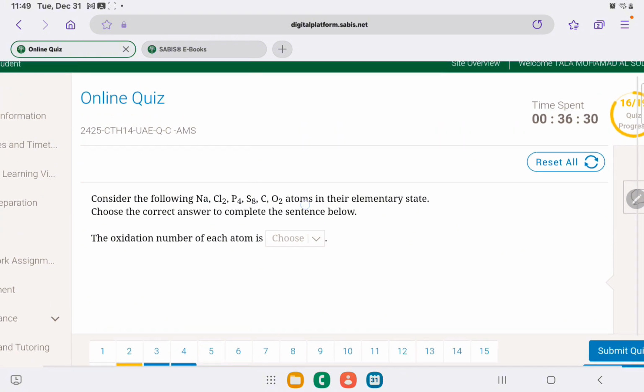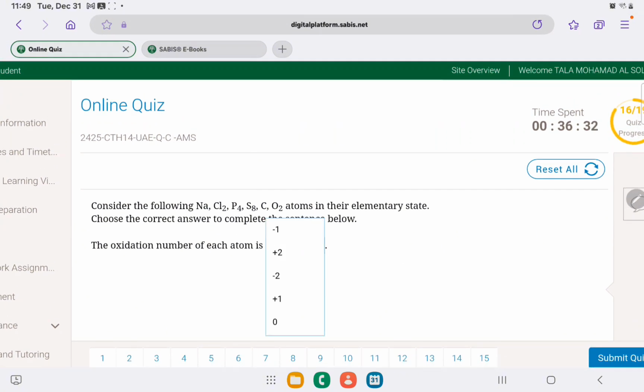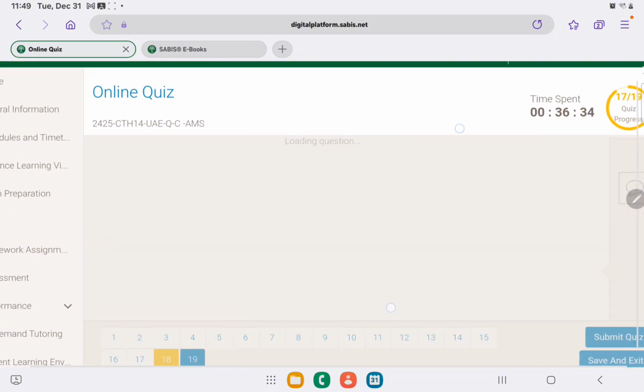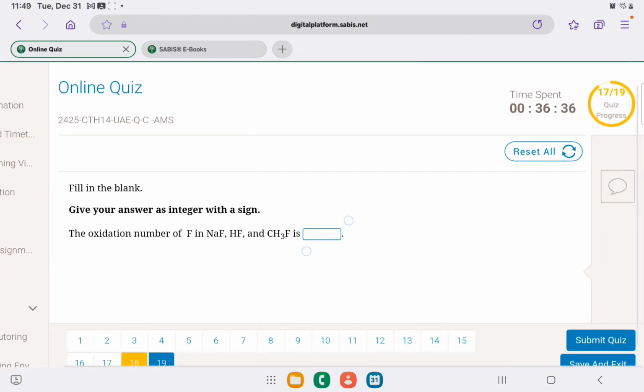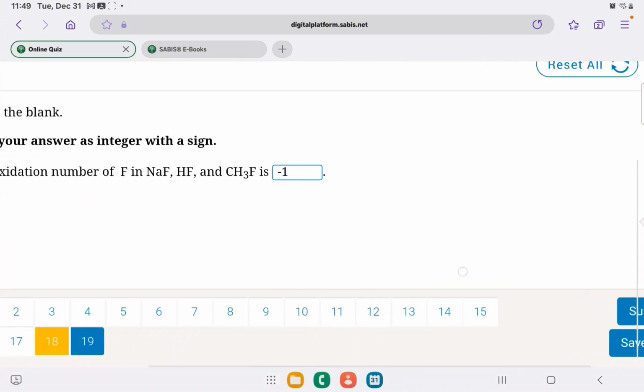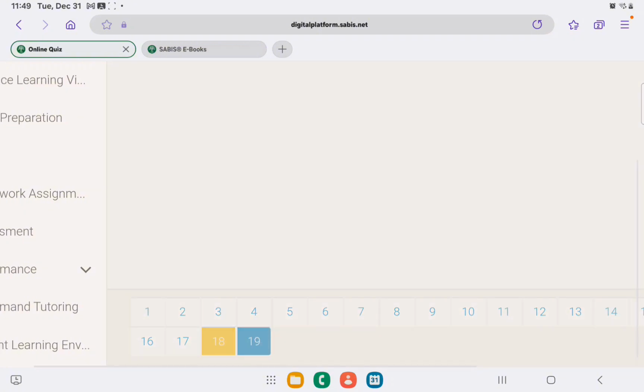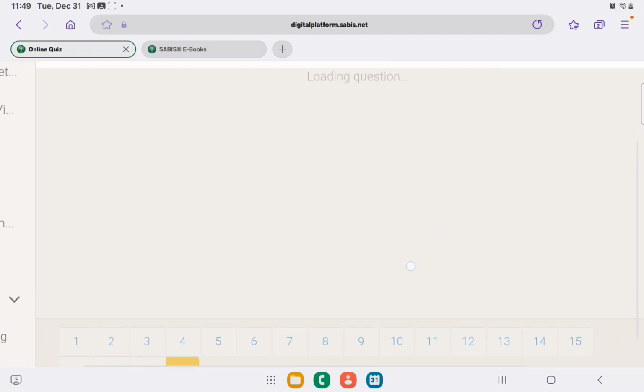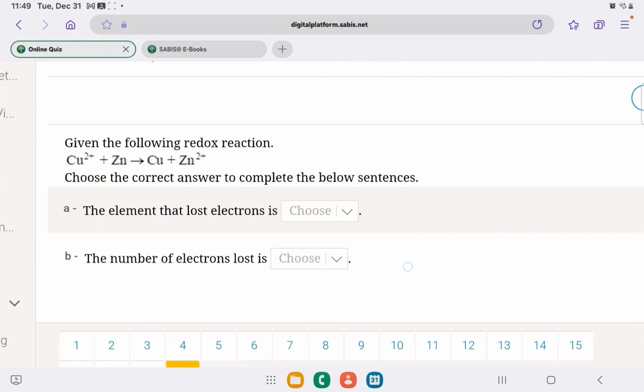Consider the following. If it's in the elementary state, the oxidation number is 0. The oxidation number of F is always -1. Here it's really easy, and you can know the oxidation number just by looking at it. Here Cu is +2, here it's 0 because it's in the elementary state, here again 0, and here +2.